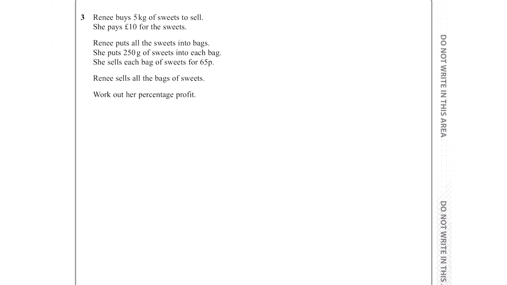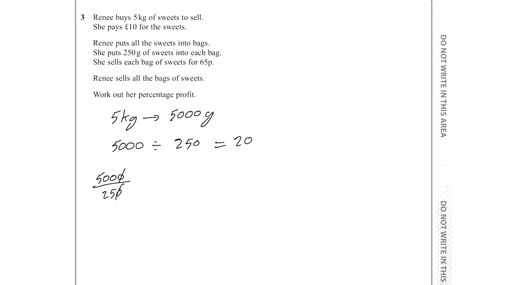So just to make the units consistent, 5 kg can be written as 5,000 grams. We know that she puts 250 grams of sweets in each bag, so we can do the total amount of sweets she buys. She puts 250 grams in each bag. Now we can write that here as 5,000 divided by 250. The zeros can cancel out. We know 25 times 2 is 50. We add a 0 on, so it must be 20. Right, so she's got 20 bags altogether.